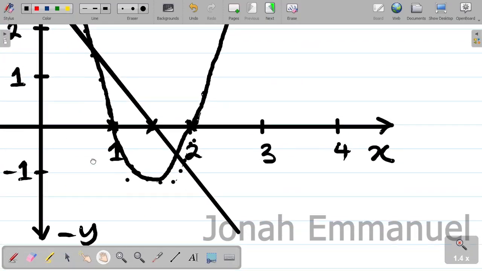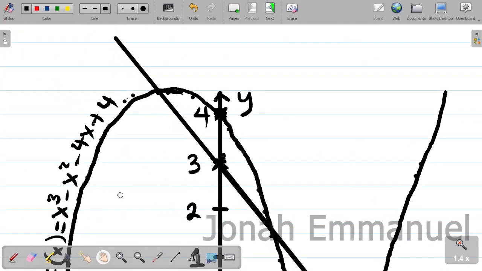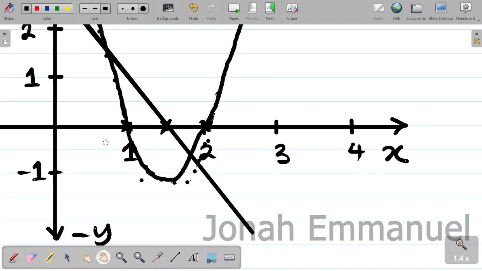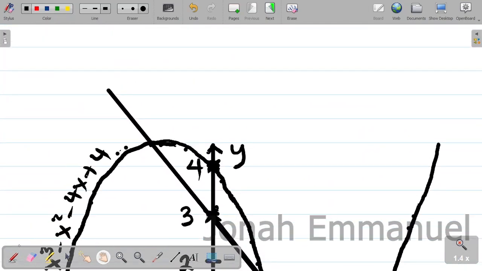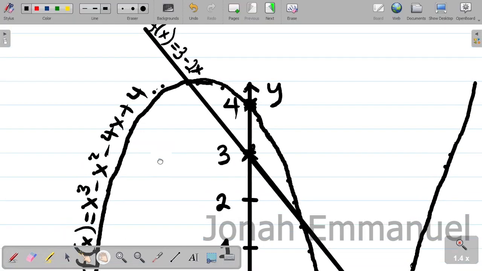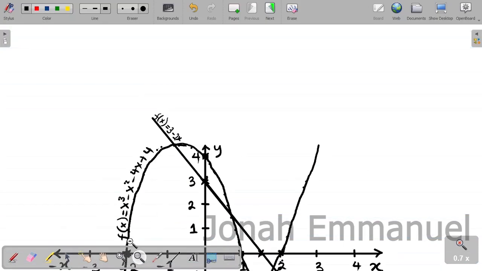F of x equal to, look for somewhere good. Let me just use up here. You can say this one here is f of x. It's equal to 3 minus 2x. All right, so I have this. So basically, this is the answer to the question.